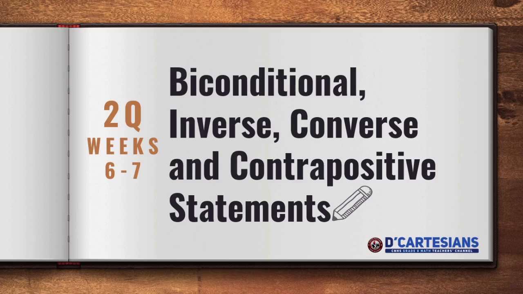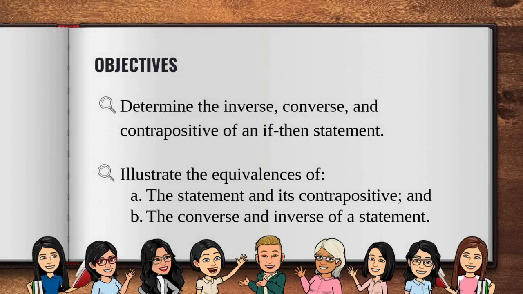Let us begin. For this particular lesson, we have the following objectives. Number one, to determine the inverse, converse, and contrapositive of an if-then statement. Also, we are going to illustrate the equivalences of A, the statement and its contrapositive, and B, the converse and inverse of a statement.